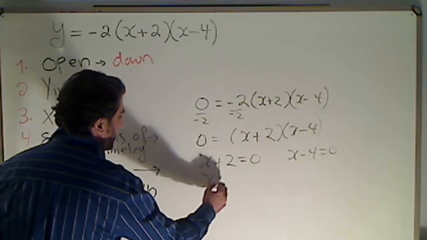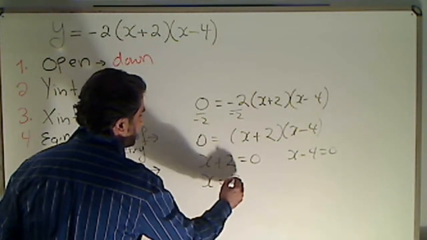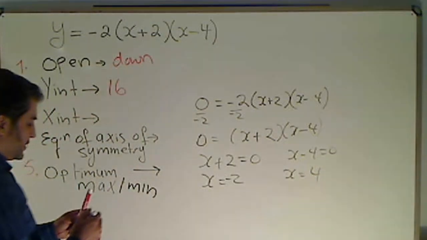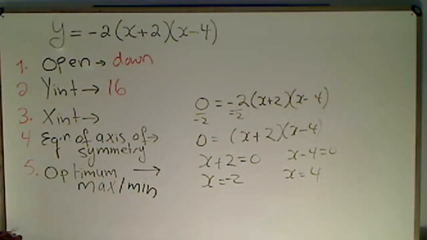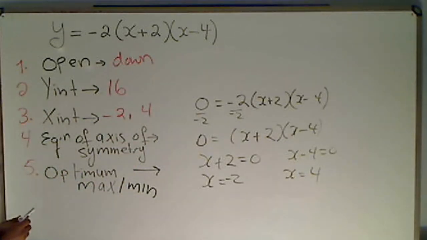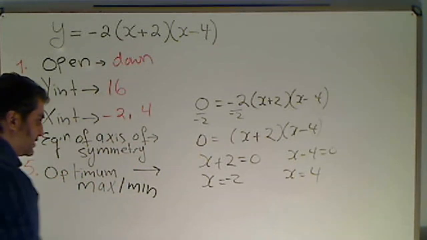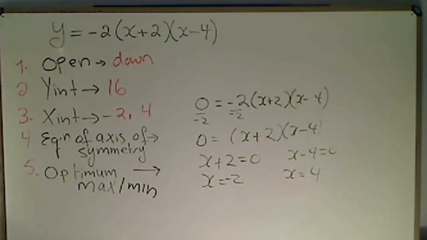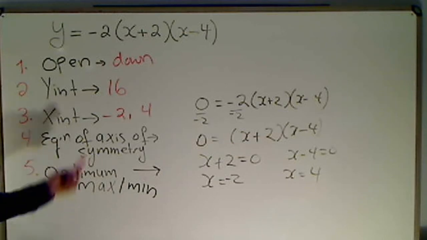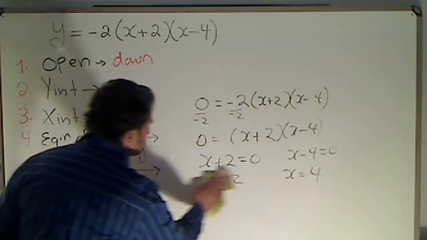And we isolate for x, bringing the positive to the other side would be negative 2. And here would be positive 4. So the x-intercepts, or the zeros, are negative 2 and positive 4. Our fourth step is to determine the equation of the axis of symmetry. To determine the equation of the axis of symmetry, it's very simple. You add the zeros and divide it by 2.